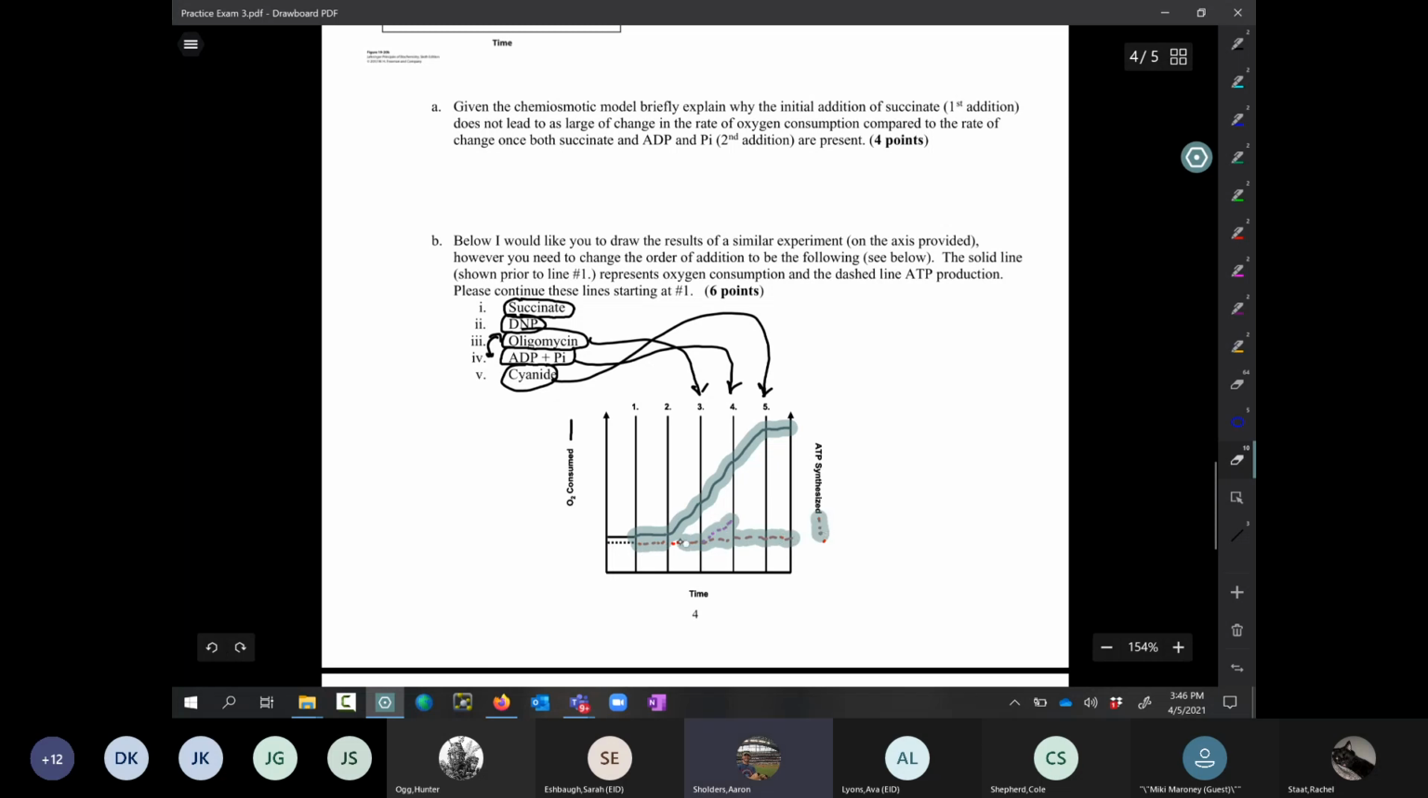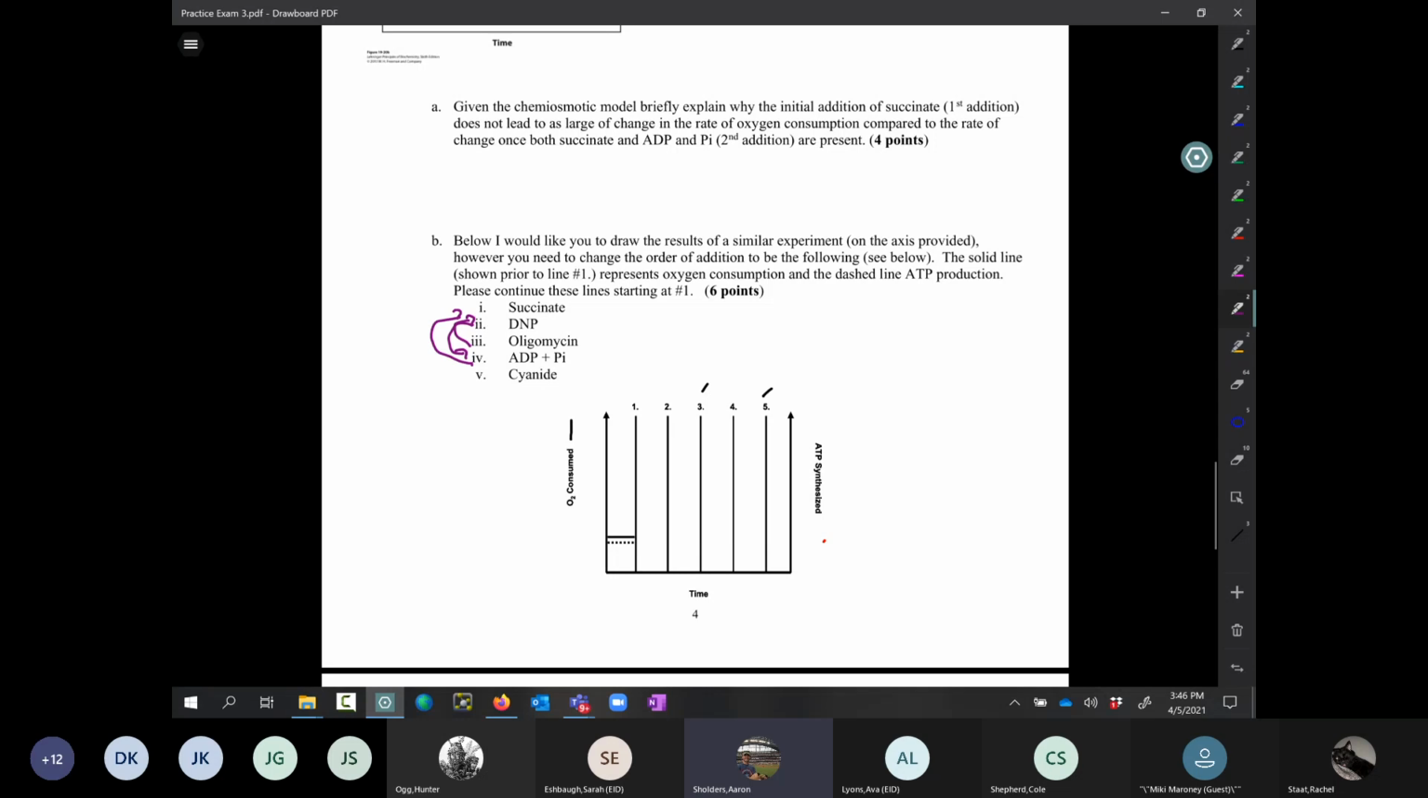Get rid of all this junk. Okay, your order of addition would be this. You have oligomycin and then DNP, and ADP and inorganic phosphate will be up there. So you go succinate, let's say ADP and inorganic phosphate, and then finally you put oligomycin in it.